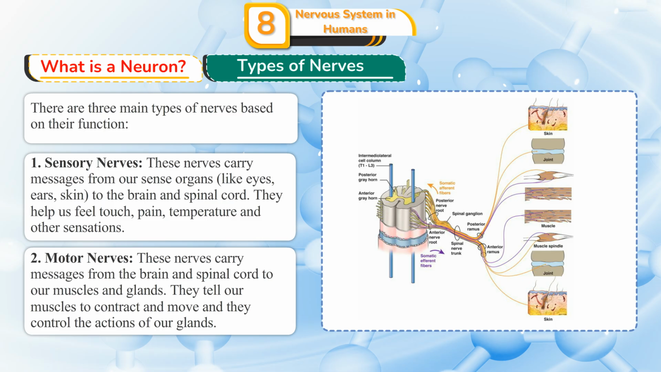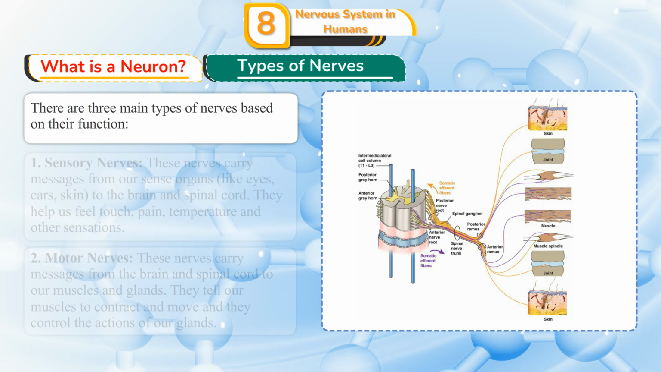2. Motor nerves. These nerves carry messages from the brain and spinal cord to our muscles and glands. They tell our muscles to contract and move, and they control the actions of our glands.